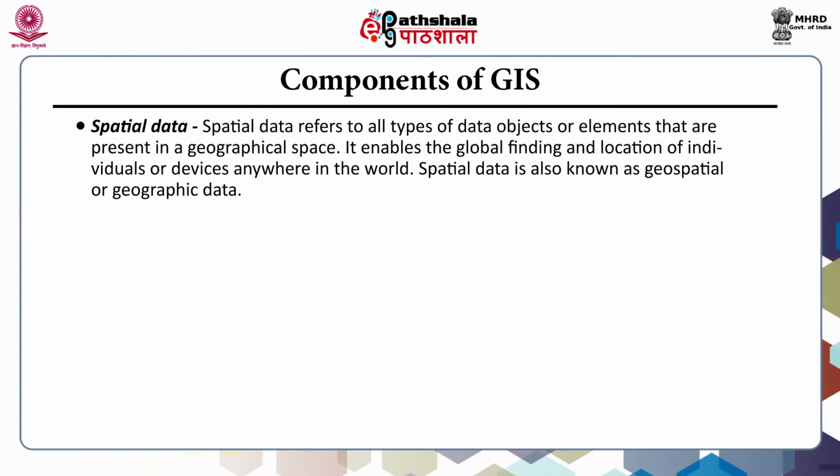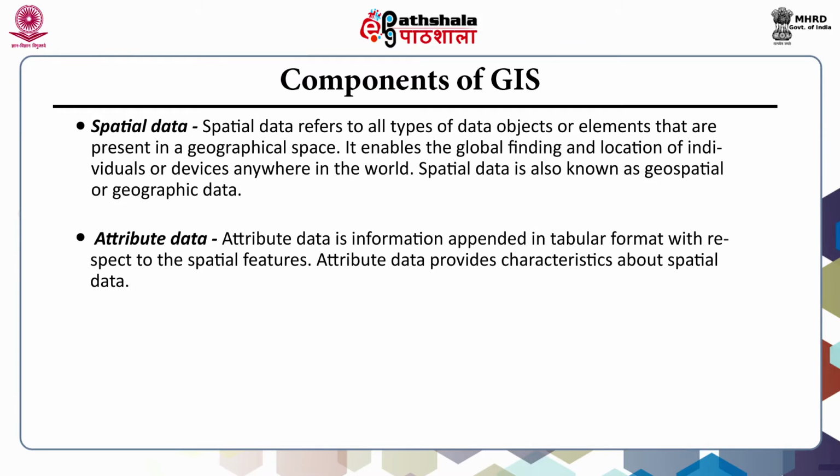Spatial data refers to all types of data, objects, or elements that are present in a geographical space. It enables the global finding and location of individuals or devices anywhere in the world. Spatial data is also known as geospatial or geography data. Attribute data. Attribute data is information appended in a tabular format with respect to the spatial features. Attribute data provides characteristics about spatial data.